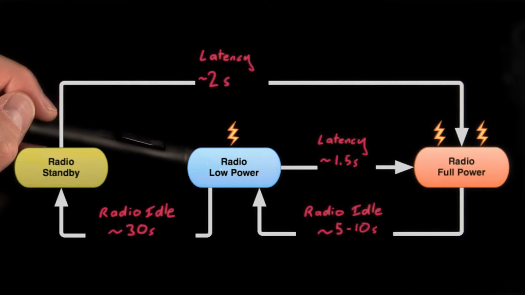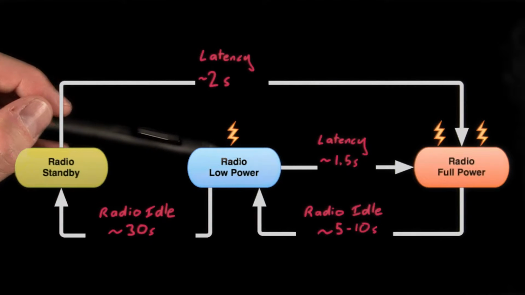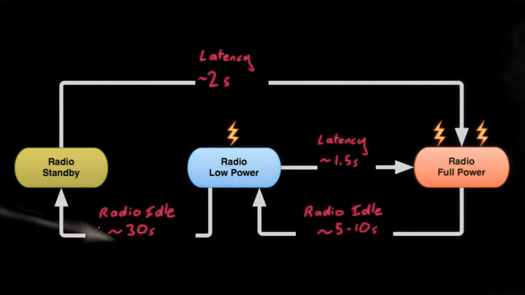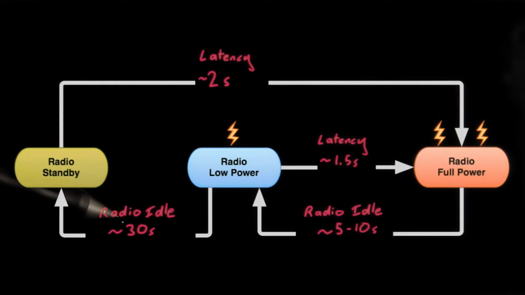If a new transfer is initiated, the radio will be promoted back to full power mode, and if nothing happens for another period of time, typically around 30 seconds to a minute, it'll drop back to standby. The exact latency and tail times vary between carriers, and even within carriers between states and countries, as they try to balance low latency with longer battery life based on factors like cell congestion and typical or prevailing network conditions.